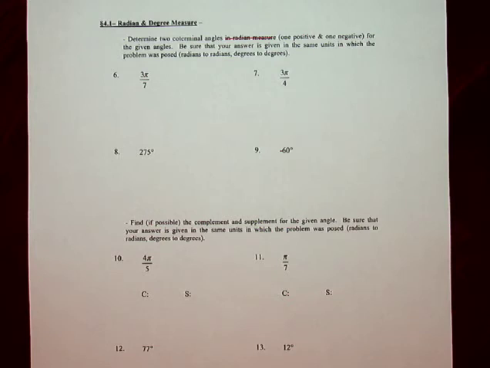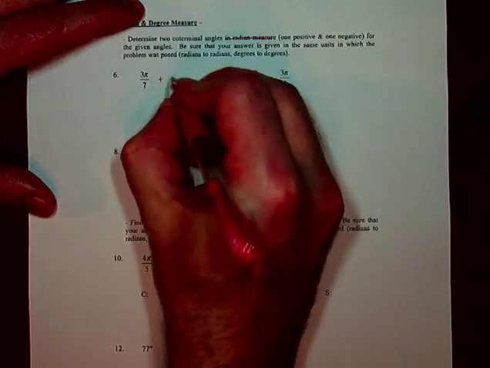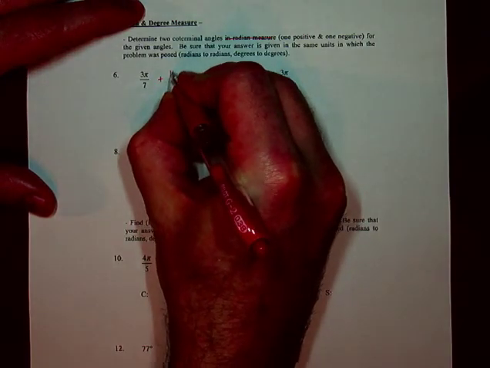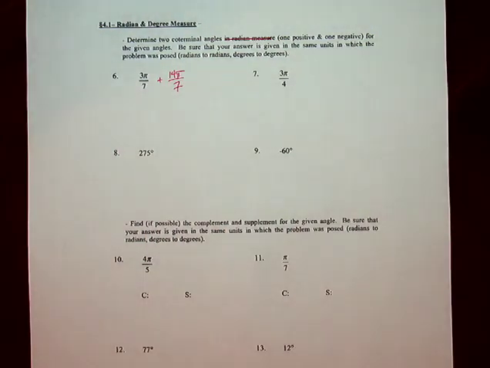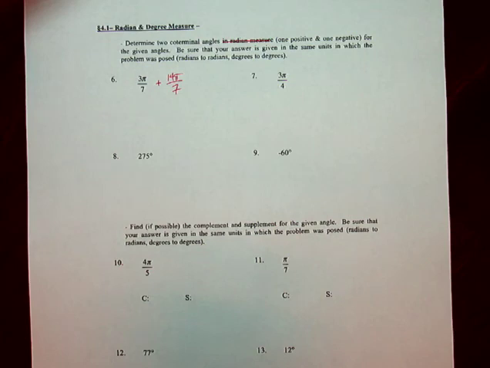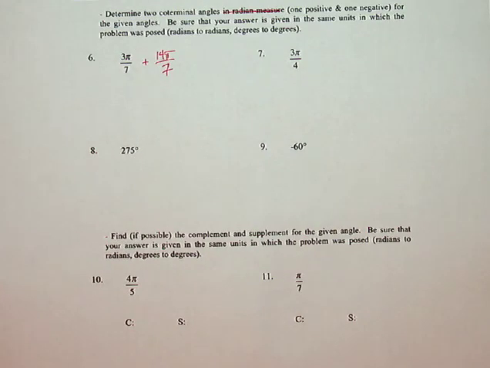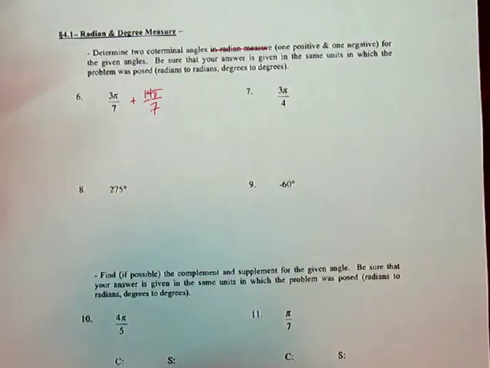3 pi over 7, if we want two coterminals, we need to add 2 pi, and we're just going to add it as, oh, why am I working in red? We're going to add it as 14 pi over 7, because that's equivalent to 2 pi, and it has the same denominator.